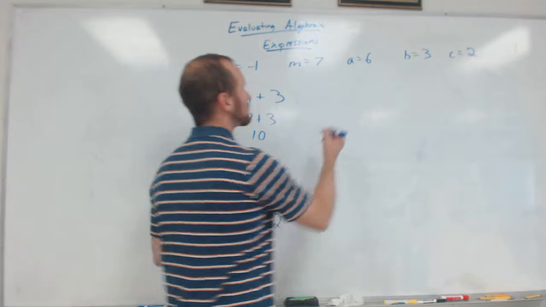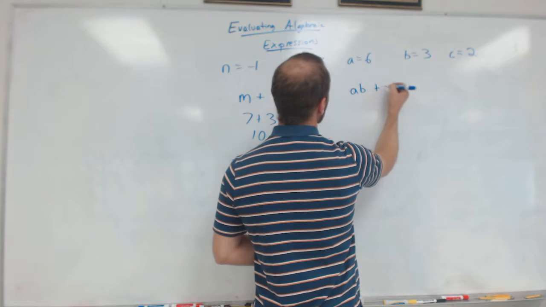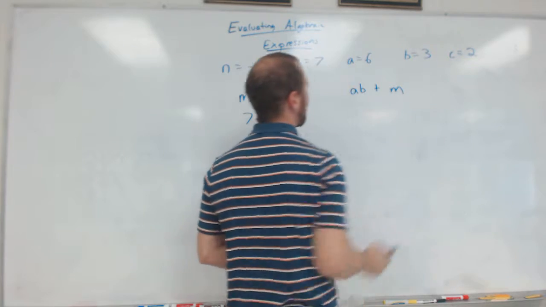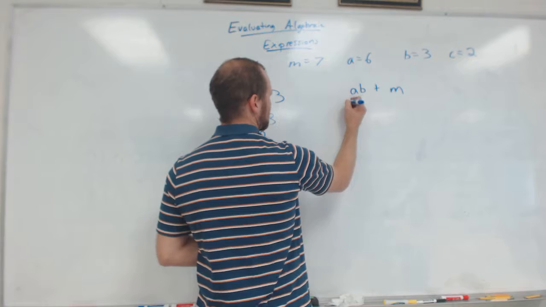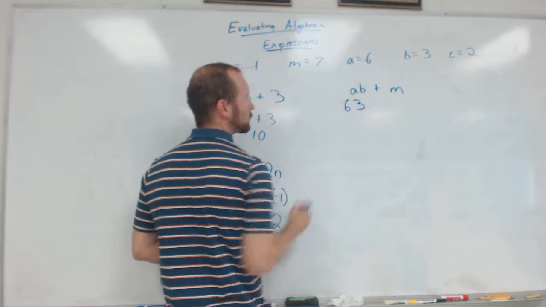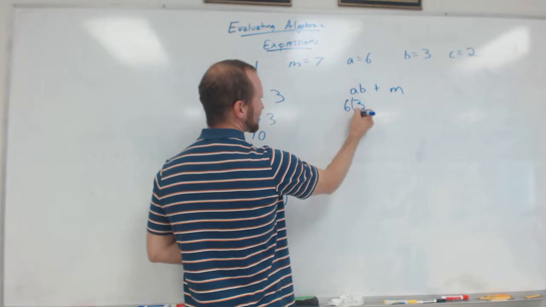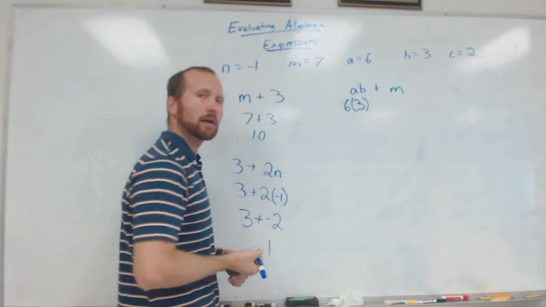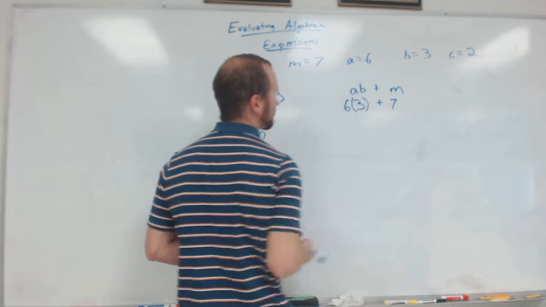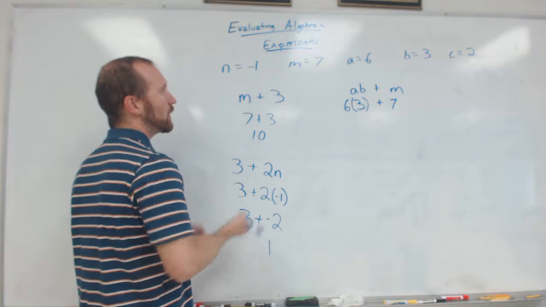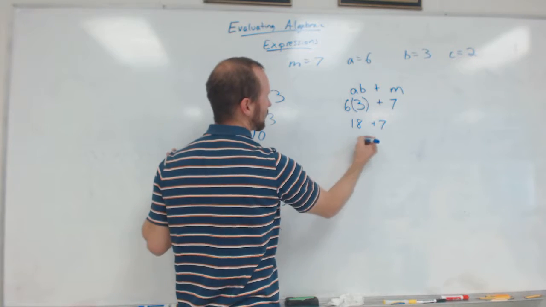What if I had something like this? a(b) plus m. Okay, so a is 6, b is 3, plus m is 7. Do I write it like this? No, the 3 would be in parentheses, because we're going to do 6 times 3. So I have to remember. And then what's m? m is 7. So then I've plugged everything in. 6 times 3 is 18, plus 7 would be 20.